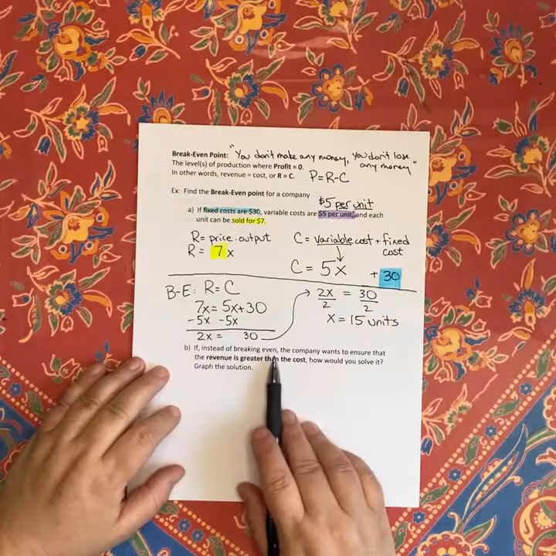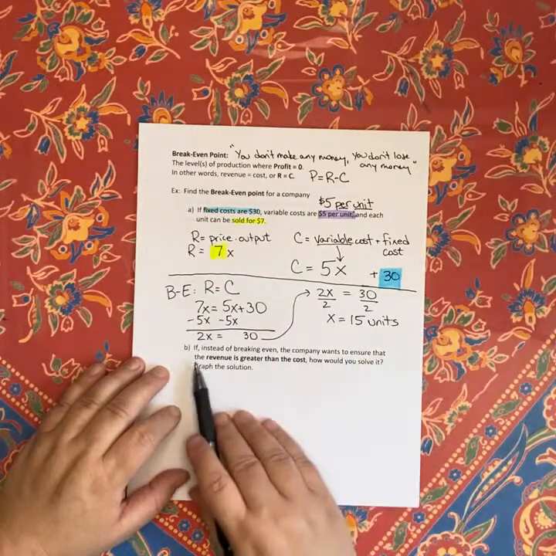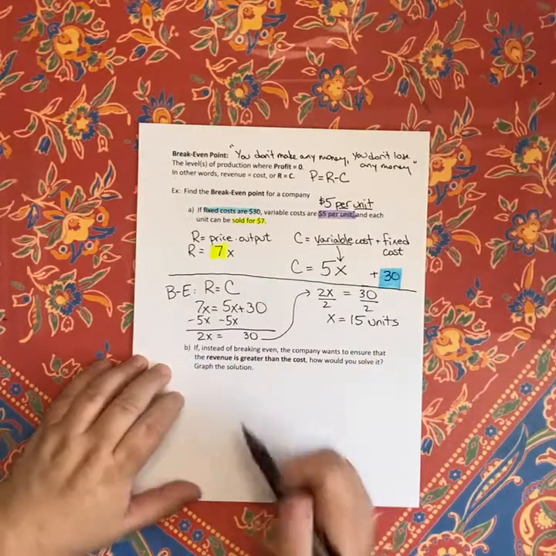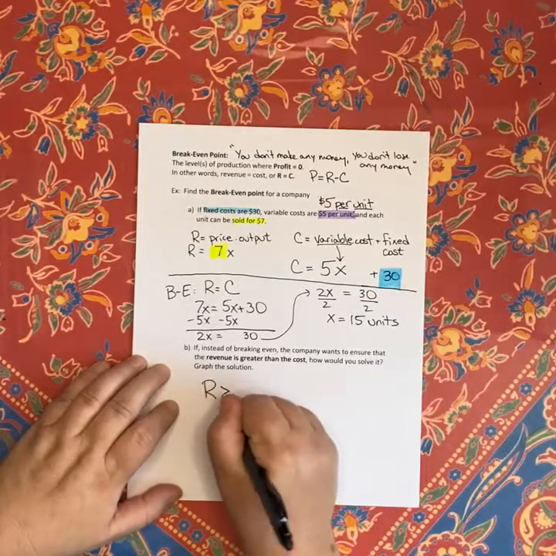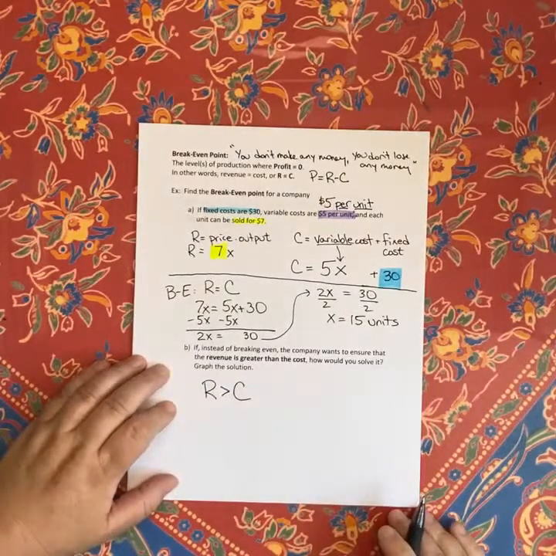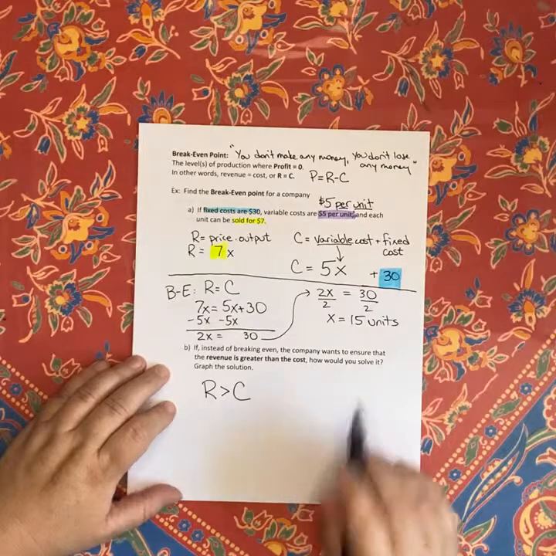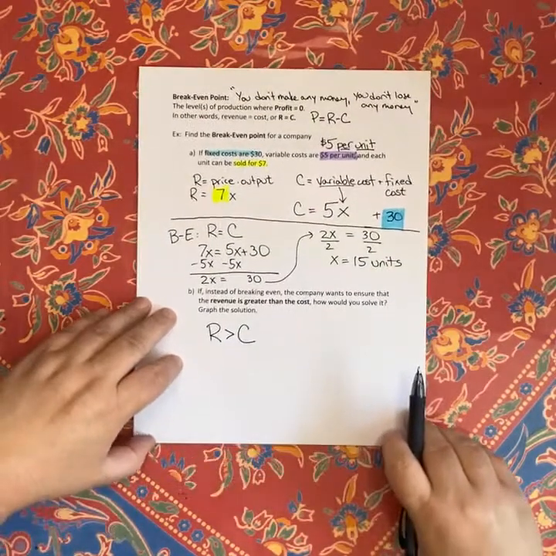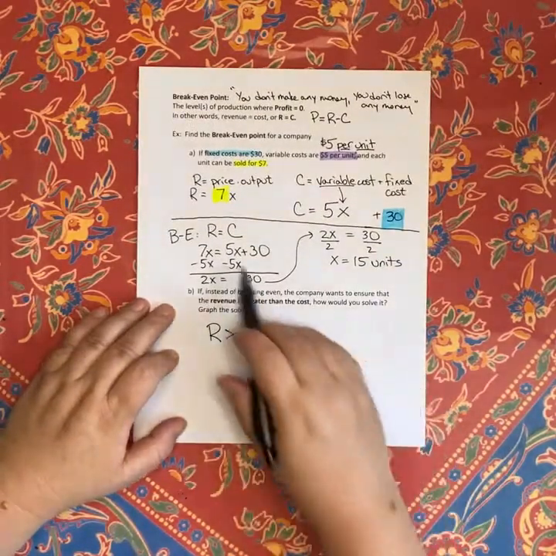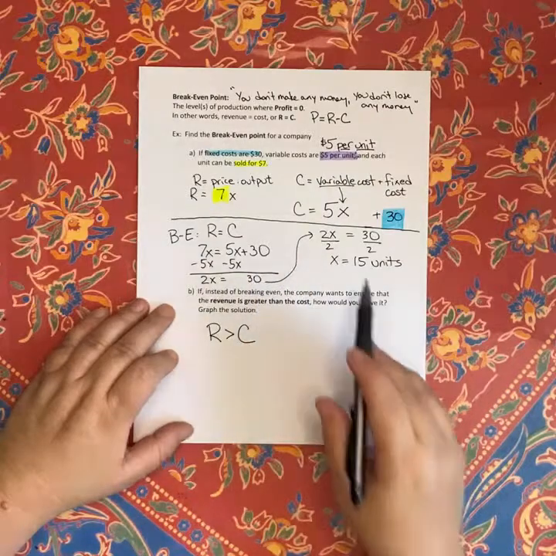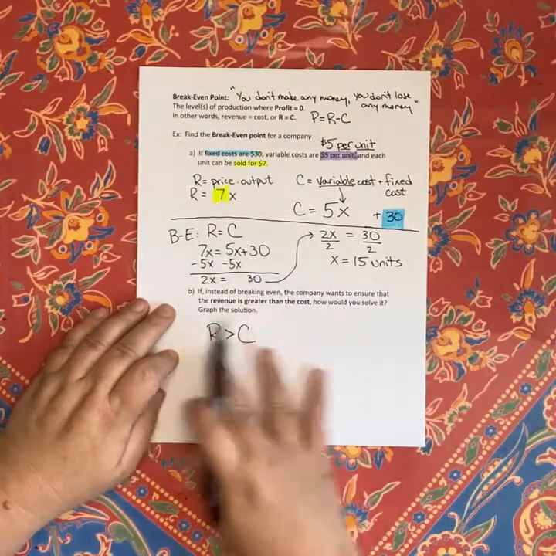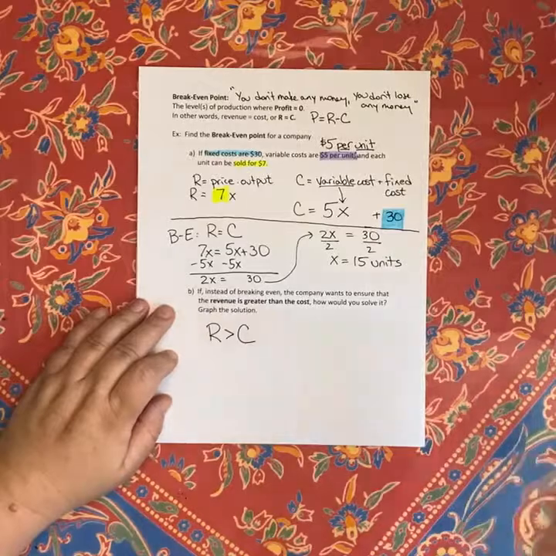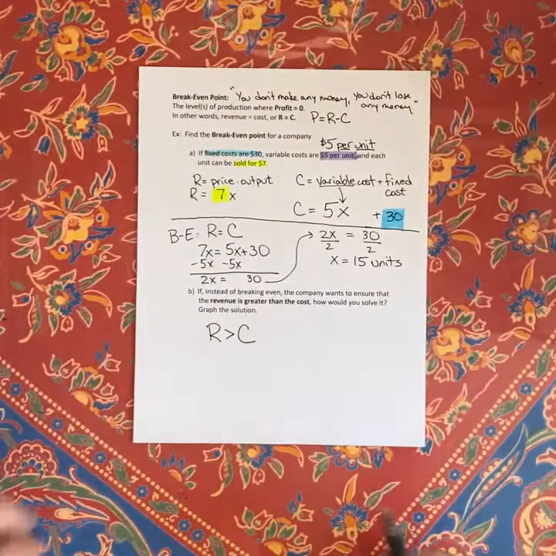If instead of breaking even, the company wants to ensure that the revenue is greater than the cost, so in other words, I want to make sure R is greater than C, how would you solve it? Let's graph the solution. Now, it could be that you could look at this and right off the bat know this answer, but I'm going to go ahead and solve this separately just in case you're not too sure.